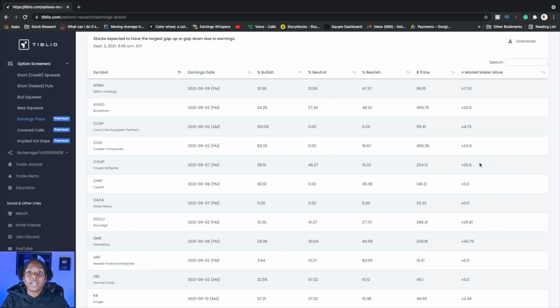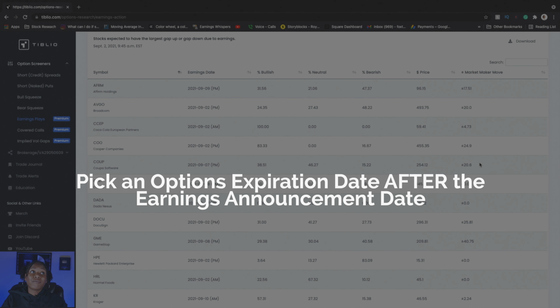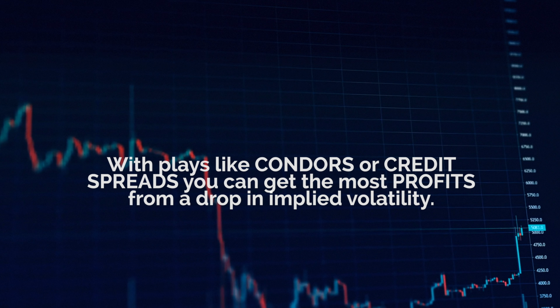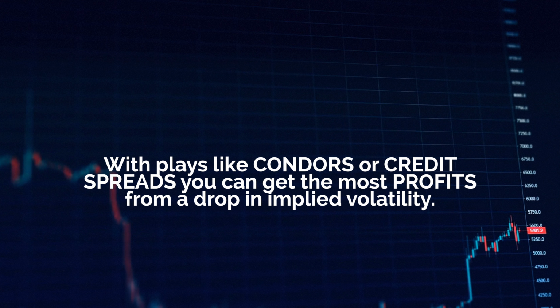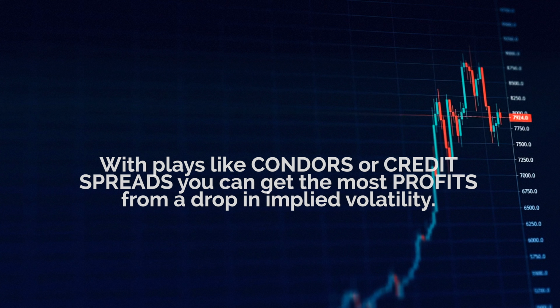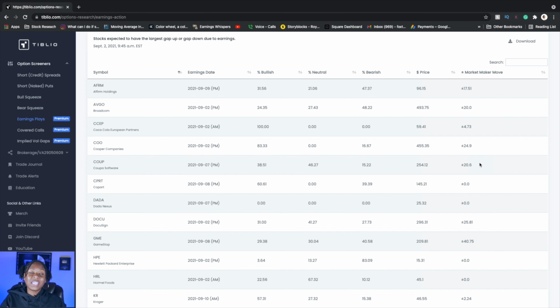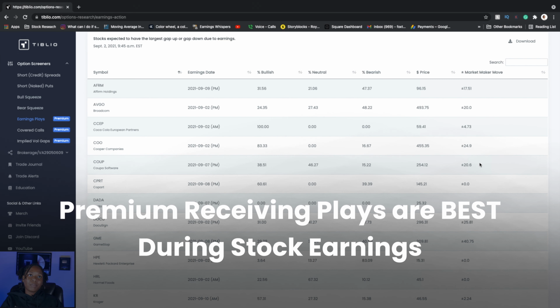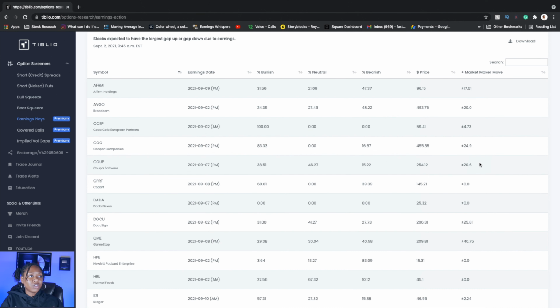Actually, with any earnings play you're doing, you want to pick an expiration after the earnings. With plays like condors or credit spreads, you're going to get the most profit, or keep most of your profit, with a drop in that implied volatility. So you really just want these plays to lose value so that you can keep all of that premium. And that's why for these plays, I would really do a premium receiving play versus just doing a call or a put or anything like that.